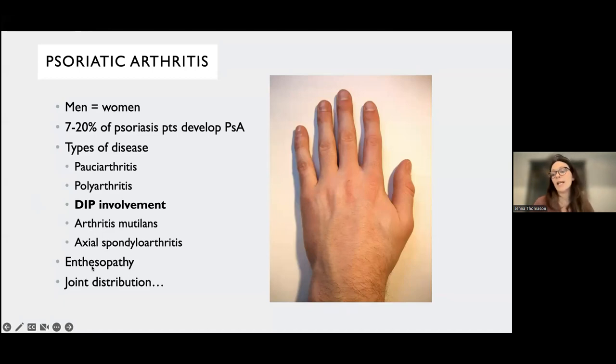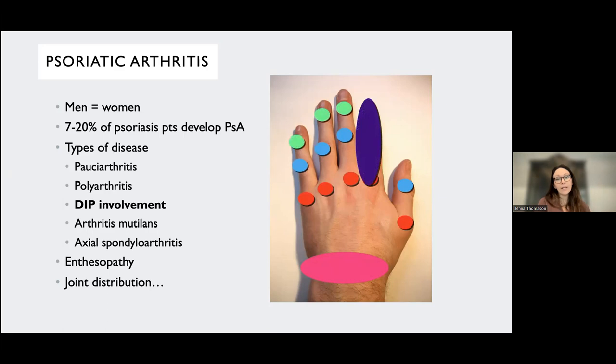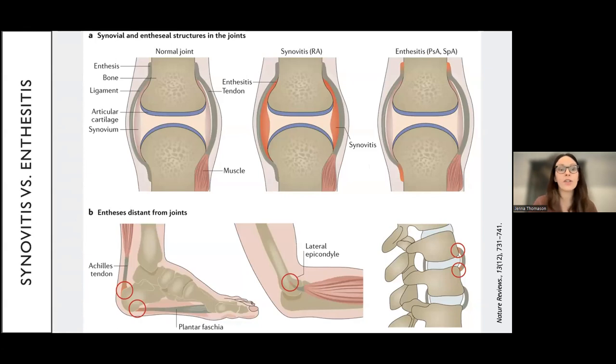So enthesopathy or enthesitis is a common pathogenesis in psoriatic arthritis. And I think the next slide will show some pictures of enthesitis. So the joint distribution could be any joint in your hand and wrist, or it could be a whole finger, like our patient with the sausage digit. What distinguishes this condition from rheumatoid arthritis is that DIP involvement, and also the dactylitis. This is an image from Nature Reviews, and actually a patient's dad brought me this image one day to clinic, because I had been explaining to them the difference between synovitis and enthesitis.